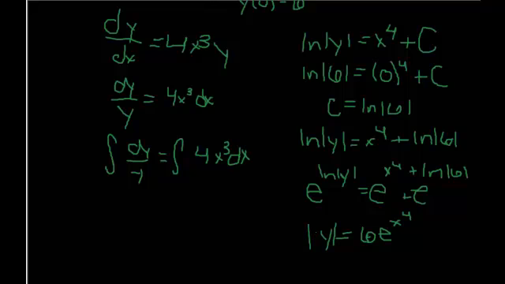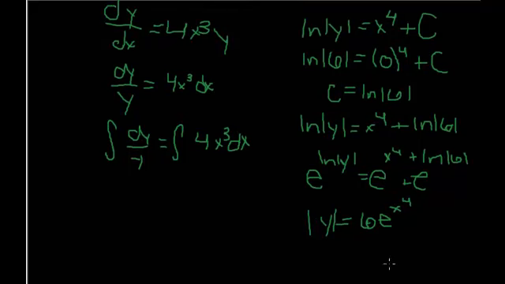So then what you would have to do is you have y is equal to plus or minus e to the x to the fourth.